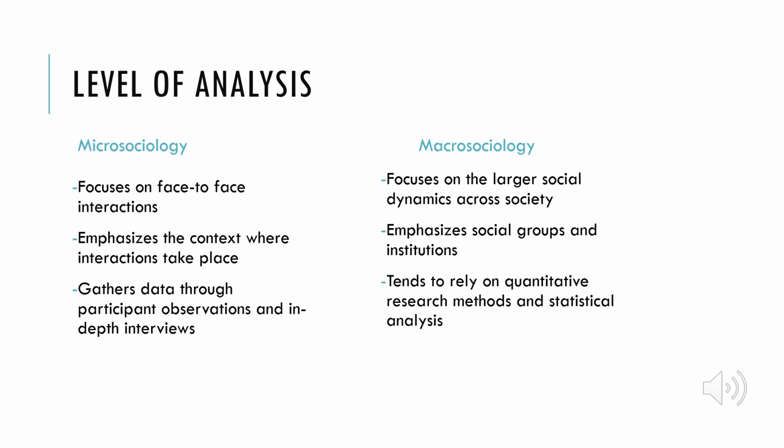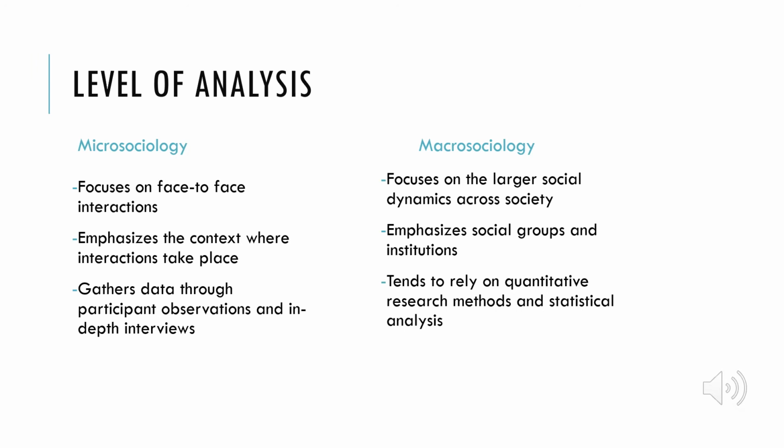So macro sociology is also going to emphasize social groups and institutions. This could be anything like political affiliation, race, age, gender. Those are all examples of social groups that we belong to, where patterns exist. And institutions are things like education, family, government, law.